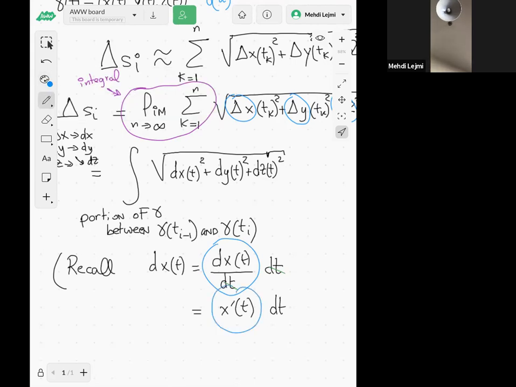All right. So you see, guys, x is a function of t, and dx of t is just x prime of t dt, right? Now, you can do the same thing with y and z, of course.